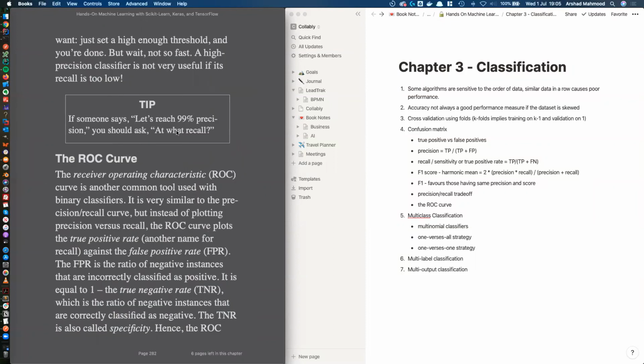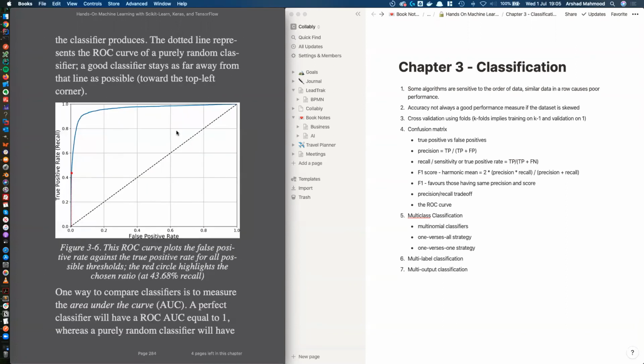And then we have the ROC curve. It is very similar to the precision/recall curve, but instead of plotting precision versus recall, the ROC curve plots the true positive rate, another name for recall, against the false positive rate. That is the negatives that are incorrectly classified as positive, over all negatives. It is equal to 1 minus the true negative rate. Again, hard to visualize. Let's look at one of these curves. So he said the ROC plots the false positive rate against the true positive rate. The red circle highlights the chosen ratio at 43.68% recall.